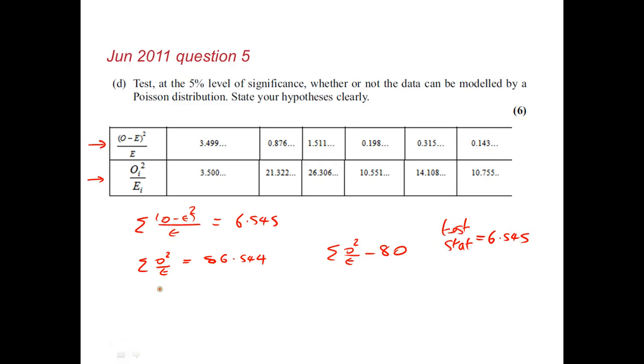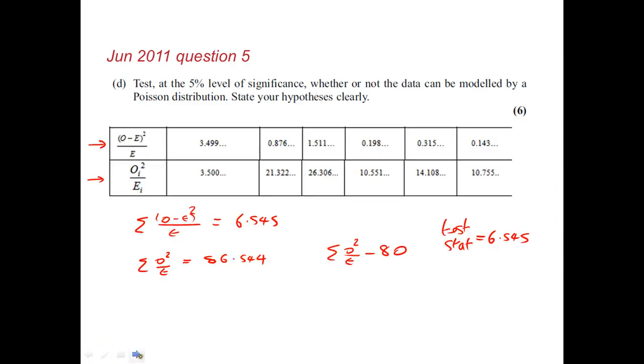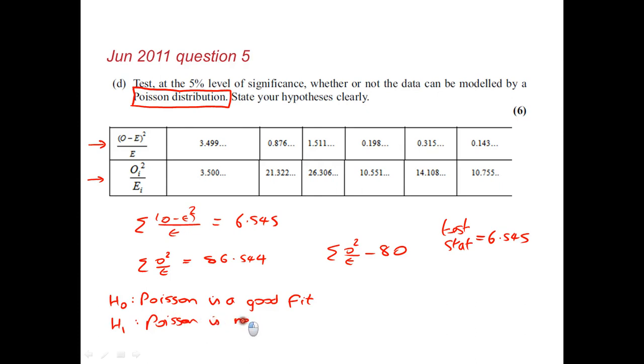Now notice I haven't actually written a hypothesis yet. It might be a good idea to do that in a minute. So yeah, we'll do it now actually. So H0 is the fact that the Poisson is a good fit. Now all I'm asked to do is, can it be modelled by a Poisson? I'm not told what the parameter is. I'm just asked. So don't put a parameter in. H1 will be Poisson is not a good fit. Okay, so that's my hypothesis.